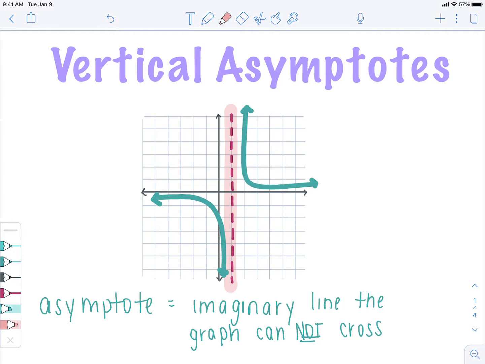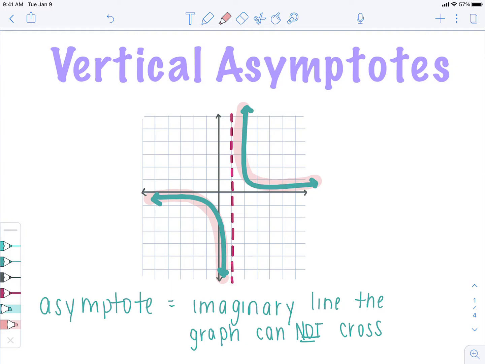And when I look at my graph, I see that it has 2 pieces. This part of the graph will get really, really close to that dotted line, to that asymptote, but it's never going to actually touch it, and it can't go over it. This side would get really close over here, but same thing. It's never going to actually physically touch it, and it can't go over it.